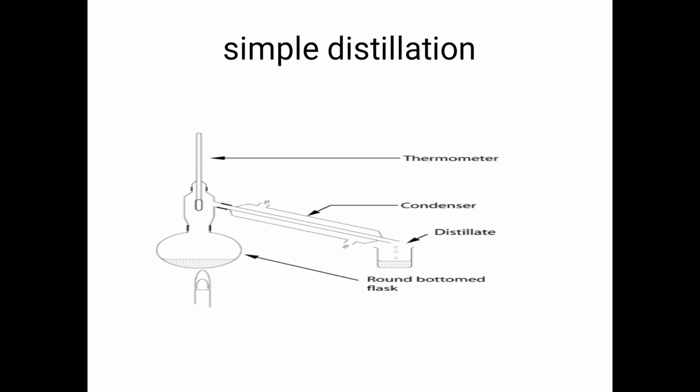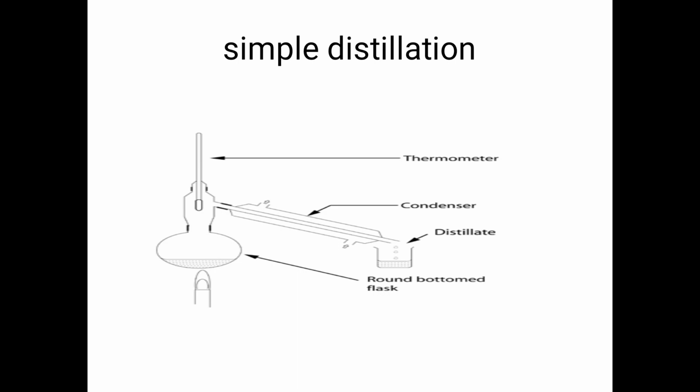The more volatile component has a lower boiling point and high vapor pressure. In this process we are using water and ethanol. Ethanol is the more volatile component and water is the less volatile component. Less volatile component means a higher boiling point compared to ethanol, so water needs a high temperature, and it has less vapor pressure. This is the less volatile component.